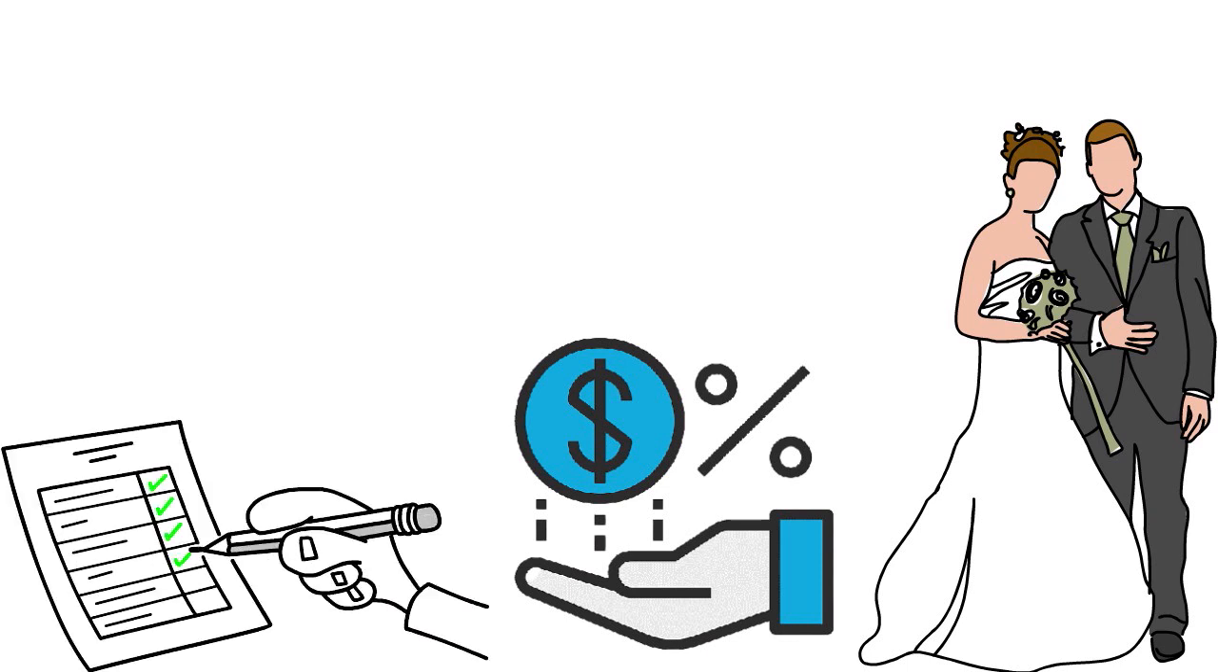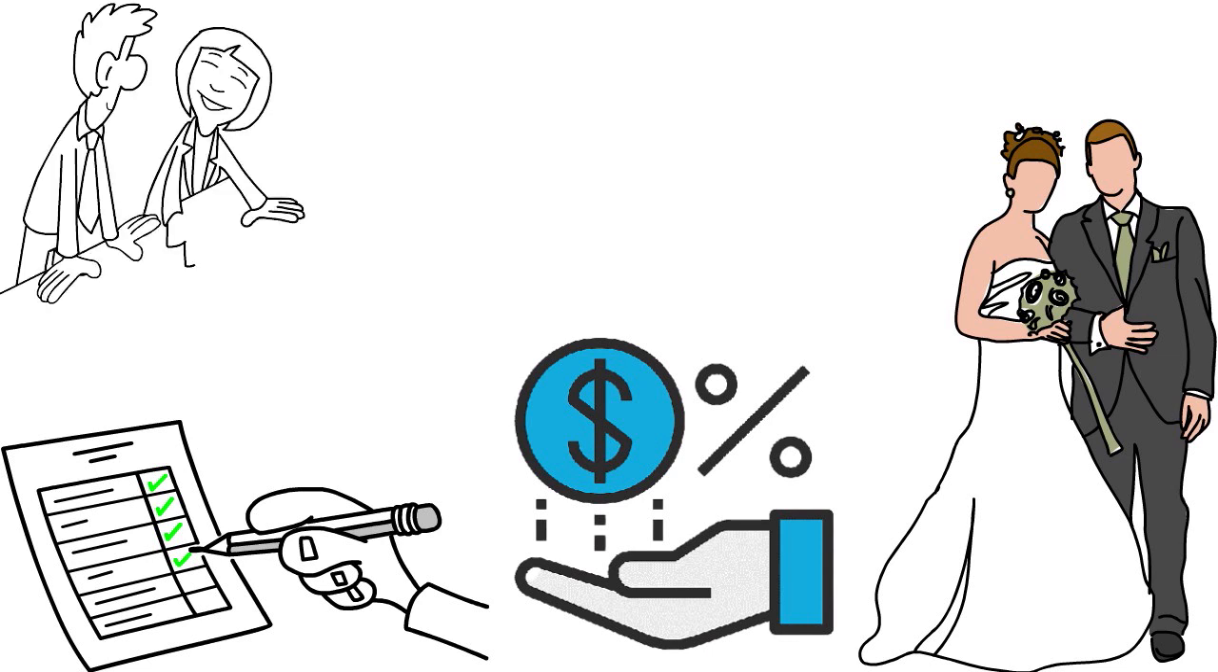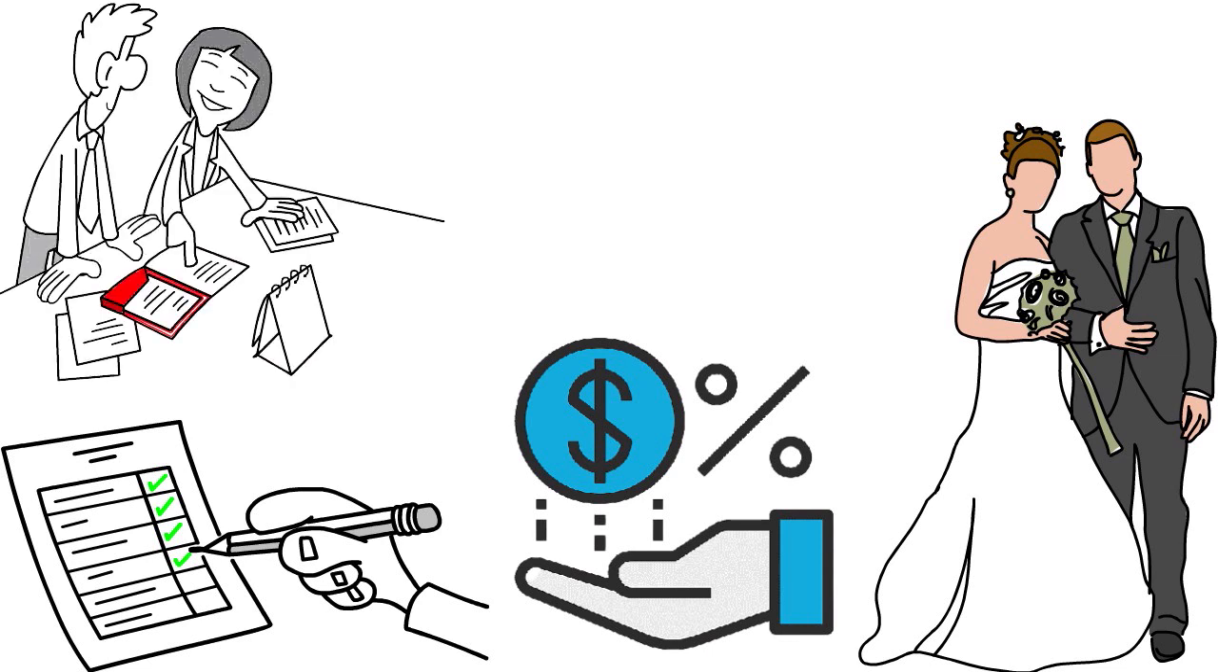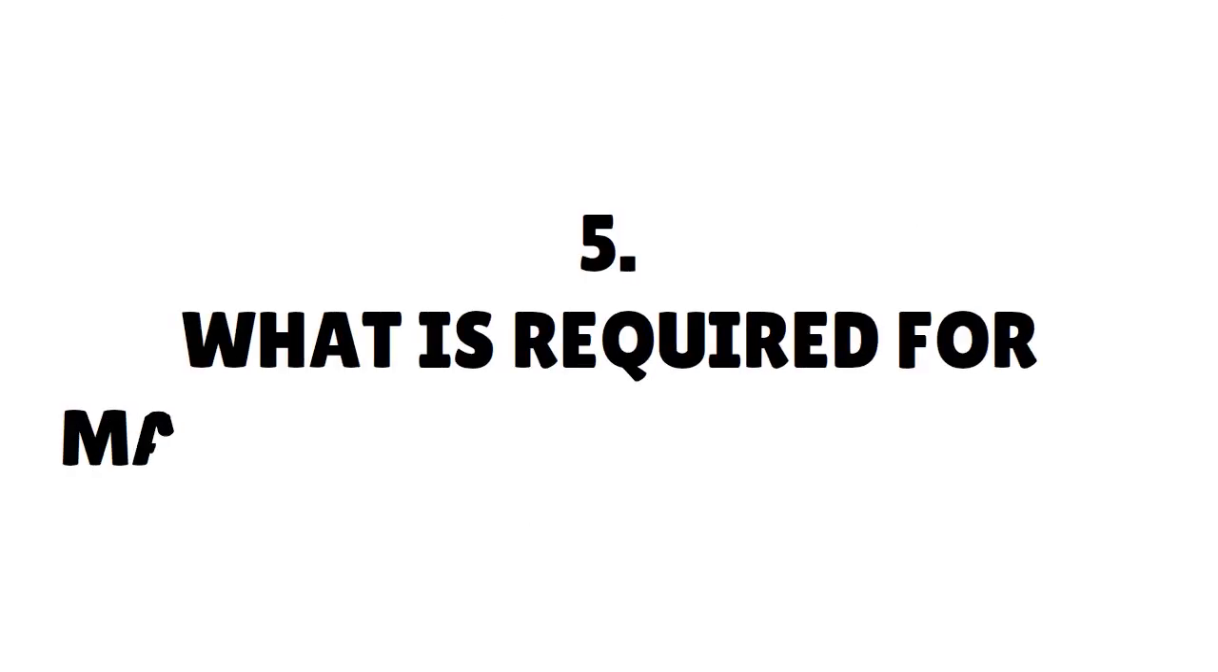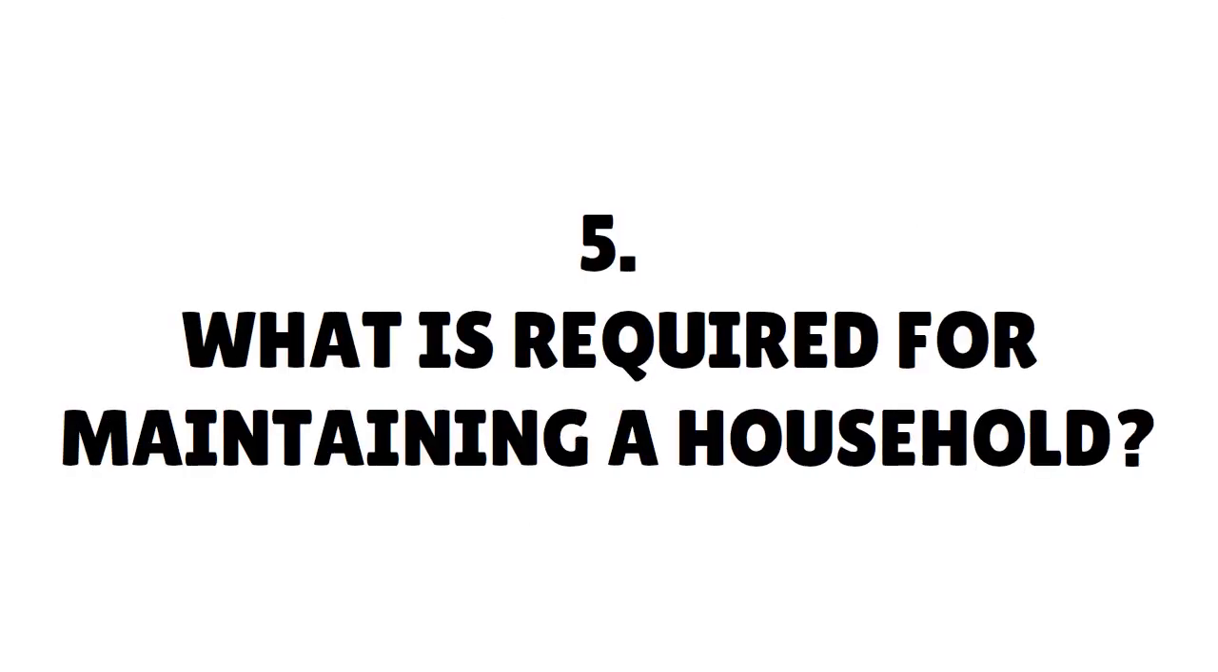Okay, and so this is really, really important. Now, this tax filing status includes single parents and divorced or legally separated parents with custody of the child. Further, you can also be an adult who provides support for a parent or other relative or friend under qualifying circumstances. And so what is actually required for maintaining a household?